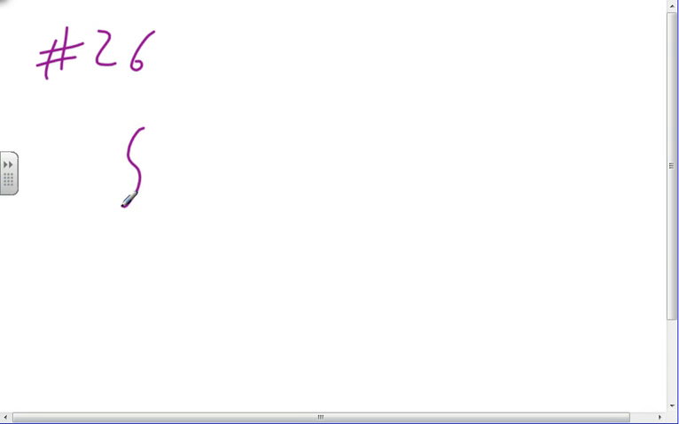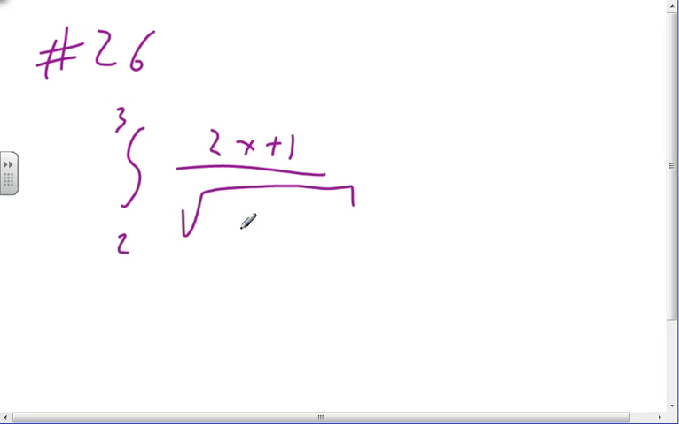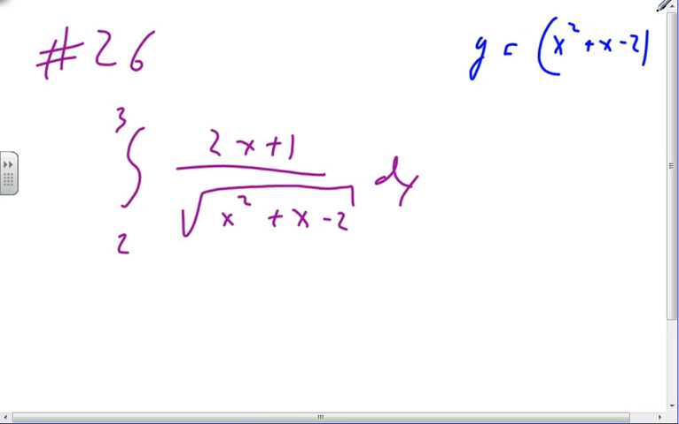And so I got the integral from 2 to 3 of (2x plus 1) divided by the square root of x squared plus x minus 2 dx. Okay, so we're going to guess that we're going to be in the form (x squared plus x minus 2) to the 1/2.